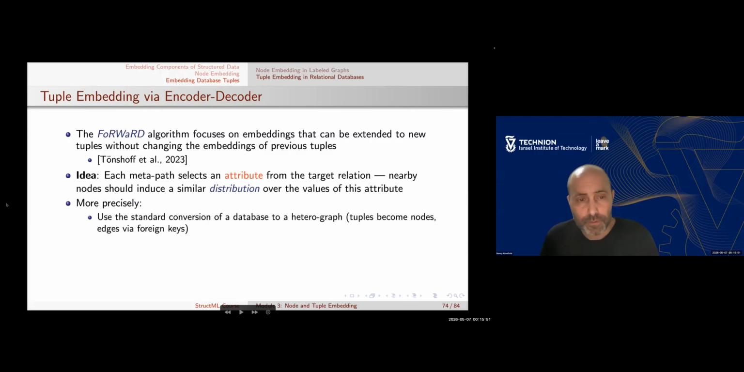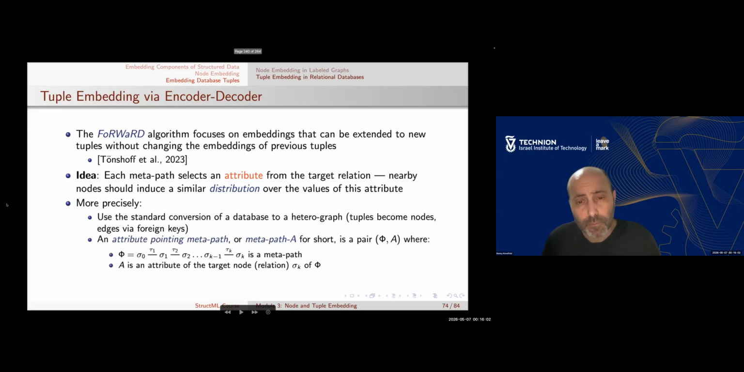So to be more precise, we use the standard conversion of a database to a heterograph, where tuples become nodes and edges are defined by foreign keys. And then you have not only a meta path, but also an attribute of the target relation. So a meta path with an attribute is a pair (phi, A), where phi is a meta path, and A is some attribute of the last relation name, sigma K.